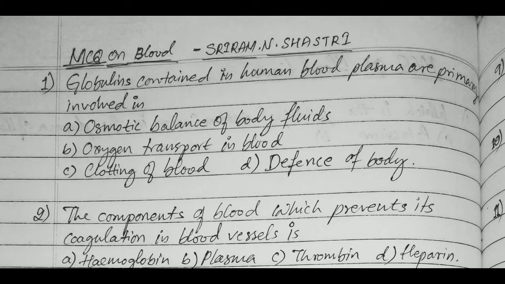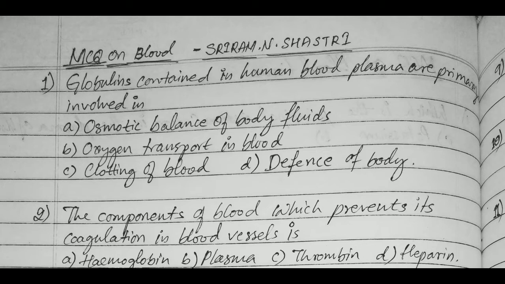So today I would like to take MCQs related to blood. Starting with the first question here: globulins contained in human blood plasma are primarily involved in A. Osmotic balance of the body fluids, B. Oxygen transport in blood, C. Clotting of blood, D. Defense of the body.